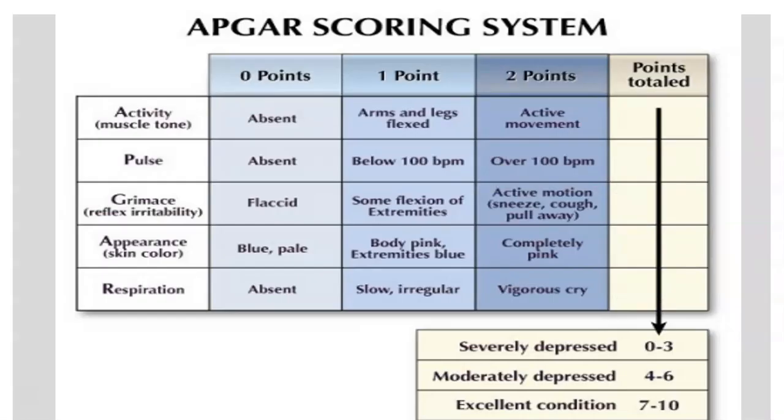So let's go back and talk about that Apgar scoring. So Apgar is a scoring system where they get a score from 0 to 10. And it looks at 5 different characteristics or 5 groups of characteristics on the baby. The first thing is activity or muscle tone. The chart I have here says absent, arms and legs flexed, or active movement.